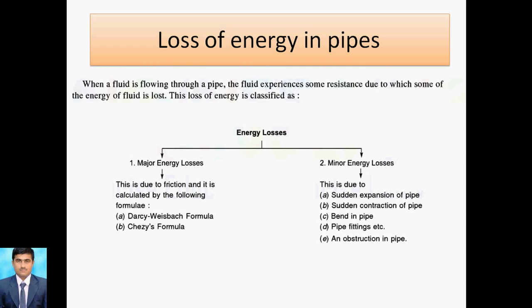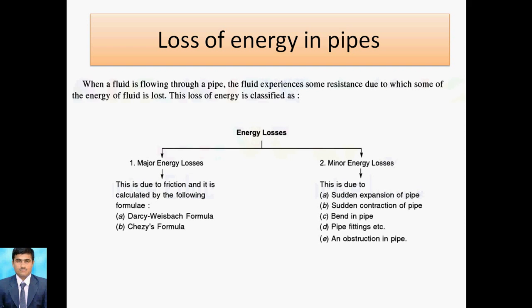The next part is minor energy losses. These have different causes: sudden expansion, sudden contraction, bend in pipe, pipe fitting, and obstruction in pipe. These are called minor energy losses. Sudden expansion means the pipe has a small diameter and after some distance it is elongated, that means expanded. At that time there is a momentum loss, which is called sudden expansion of pipe. For sudden contraction, suppose the diameter is maximum and it goes on reducing; that is called sudden contraction.